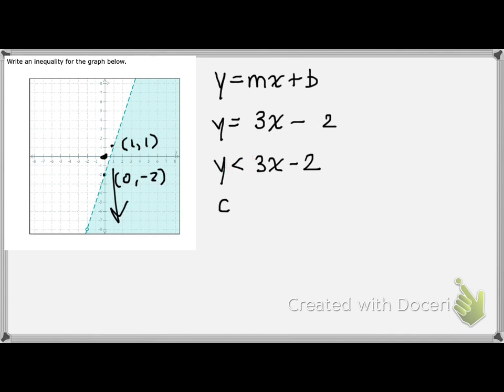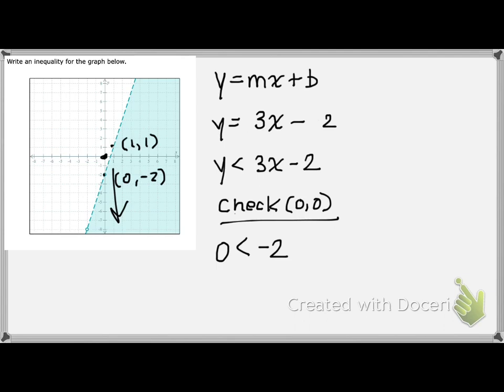All right, so back to the idea of checking this. I'm going to check with 0, 0. And if you look at the graph, we see here that 0, 0, the origin, is not shaded, so that is not part of the solution. And when I plug it in, I should get an untrue statement, a false statement. So I'm going to put in 0 is less than negative 2, because the x is going to 0 out and the y is going to 0 out, right? So 0 is less than negative 2.